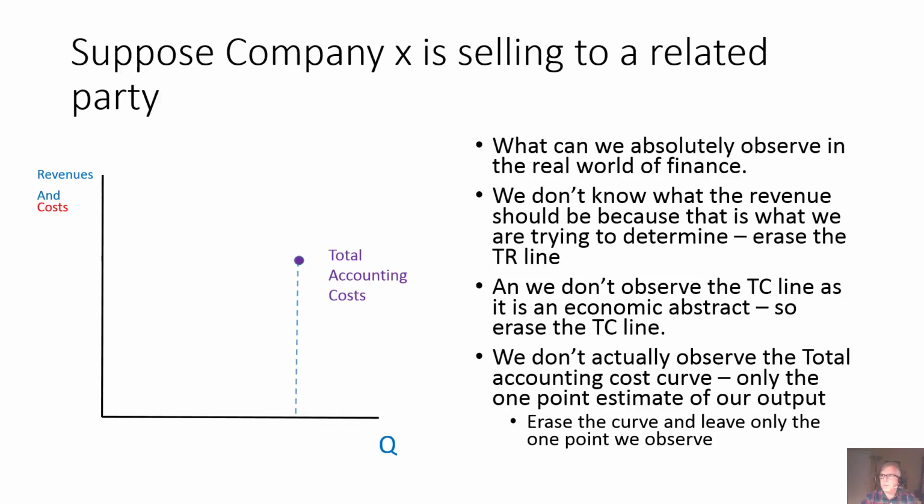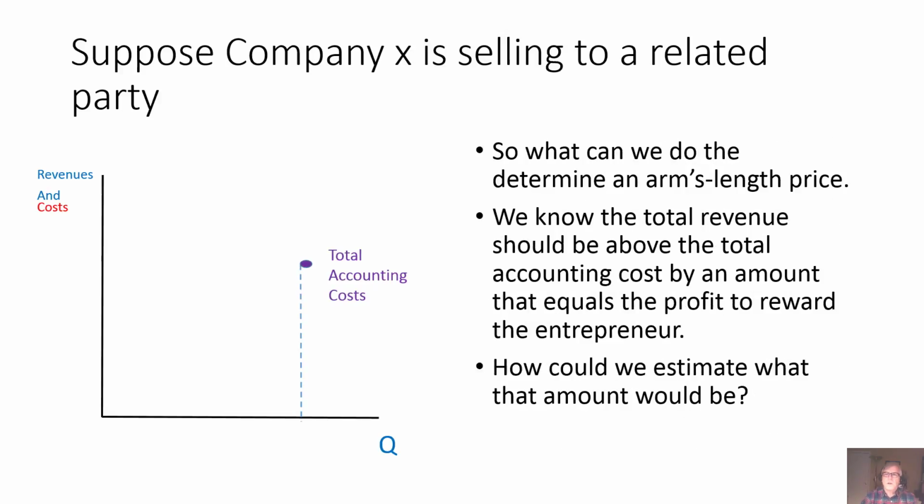We're selling to someone who is related, and that's the thing we don't really know, and we're trying to determine what would be an arm's length price there. We may have something on our books and records, but the whole point of transfer pricing is to validate whether that amount is the correct amount. So what are we going to do? How could we estimate what the amount might need to be?